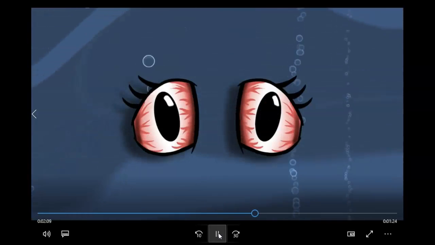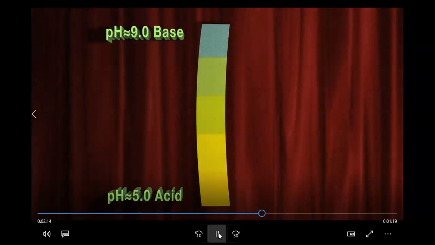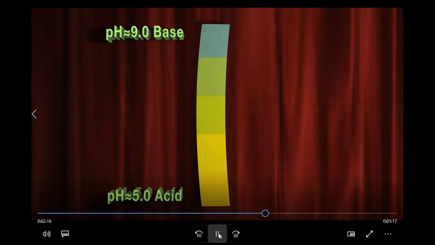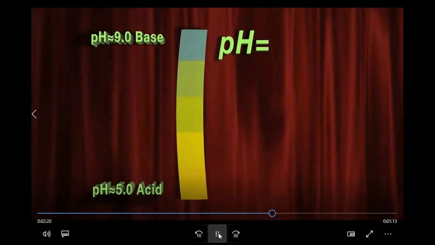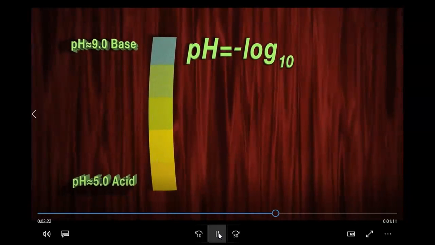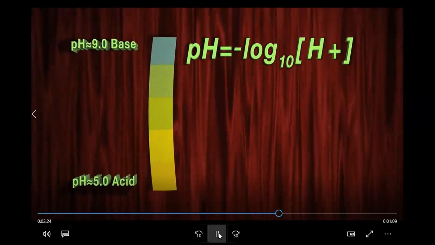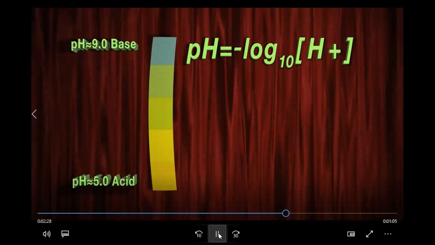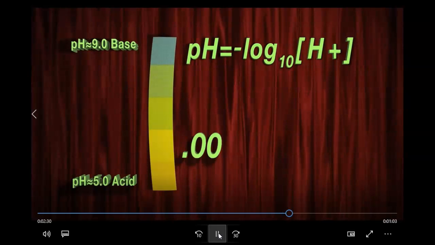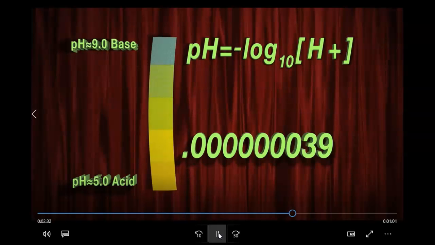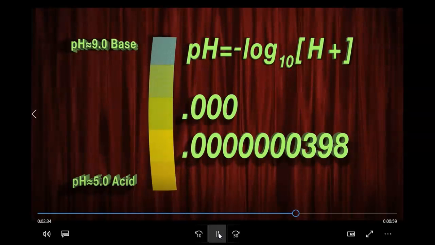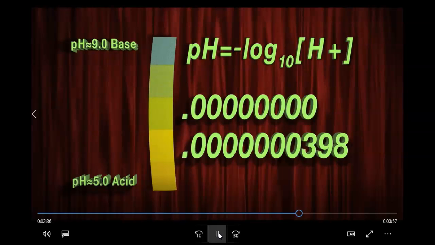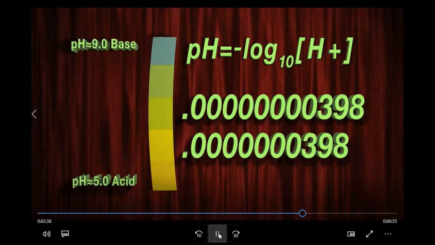Well, it leads us into an interesting use of logarithms in chemistry. Finding the pH of water samples. pH tells us how acidic or basic a sample is and can be calculated with the formula pH equals negative log base 10 of the hydrogen ion concentration, or H+. We can find the pH of water samples with hydrogen ion concentration of 0.00000000398 and 0.00000000398 quickly on a calculator.